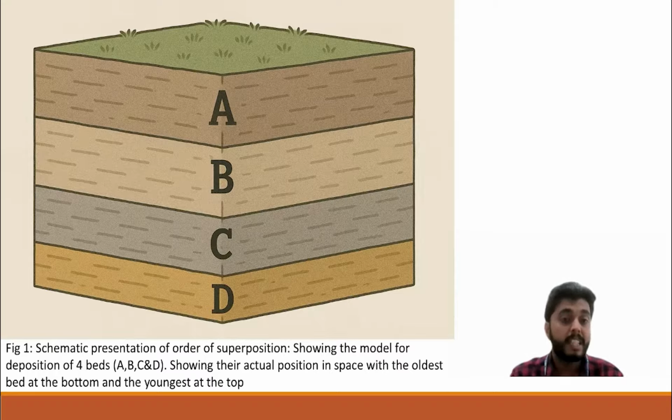In this image, you can see four beds: A, B, C, D. From these layers, D, the bottommost layer, was deposited first, followed by the layer C, then B, and finally the deposition of the layer A occurs. From this, you can clearly say that D is the oldest layer because it is at the bottom of this stratigraphic column. The next oldest is C, followed by B, and the youngest layer is A.